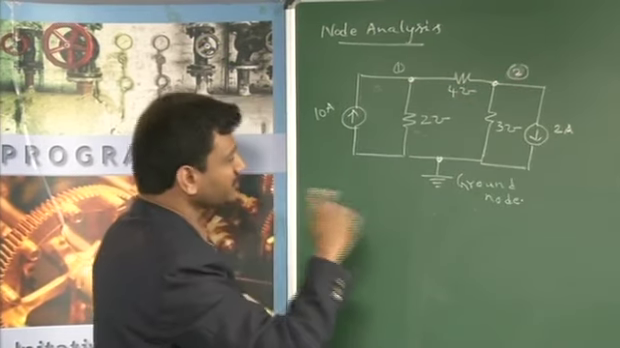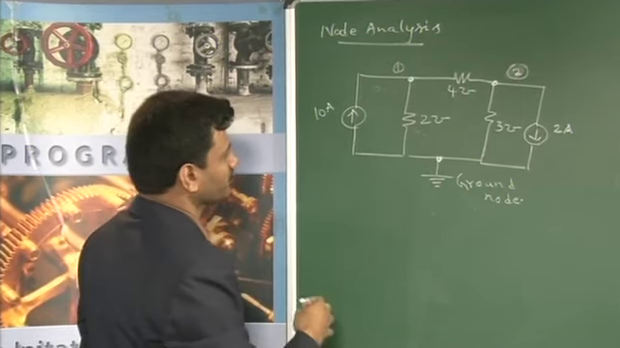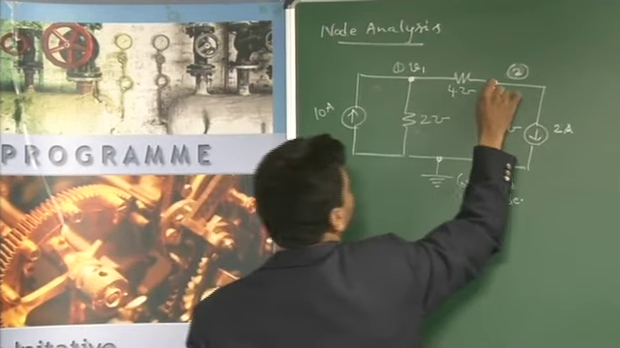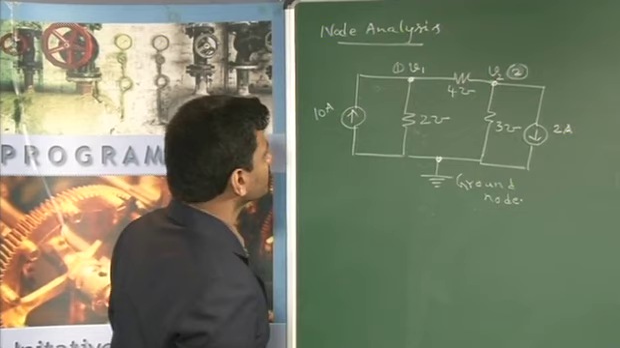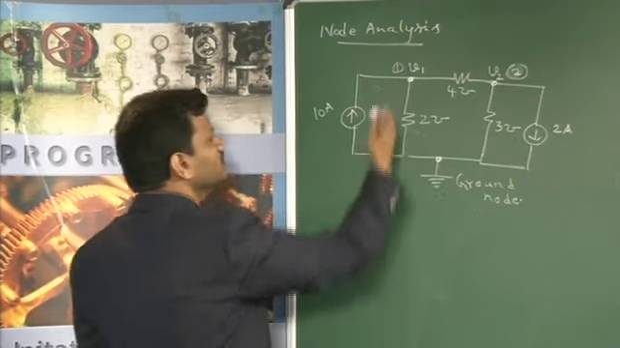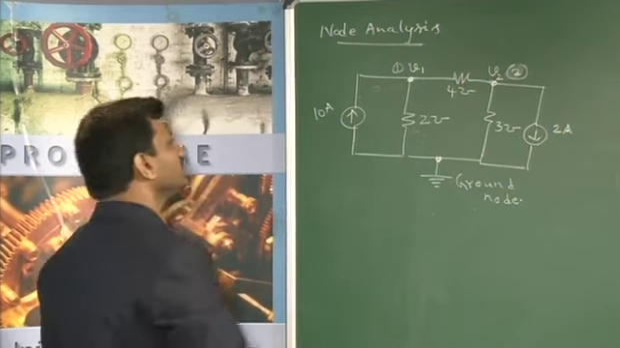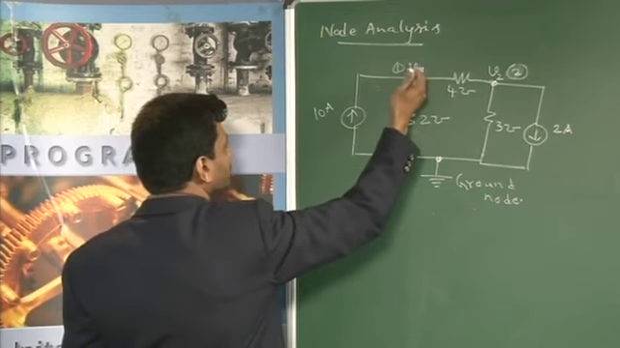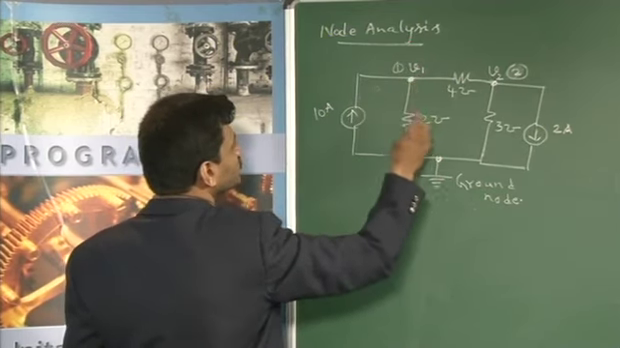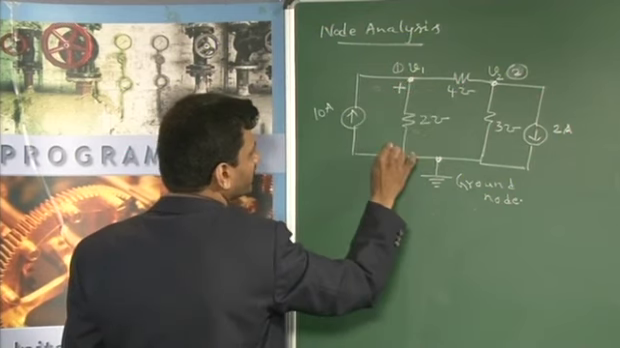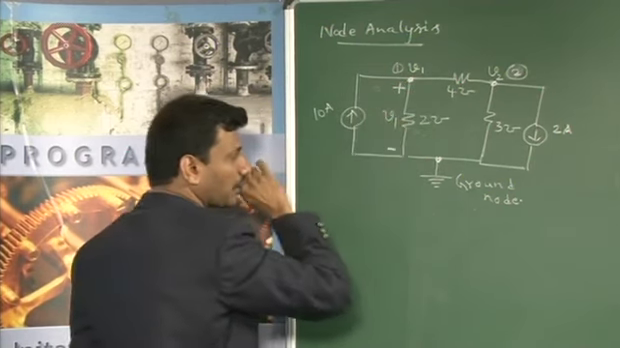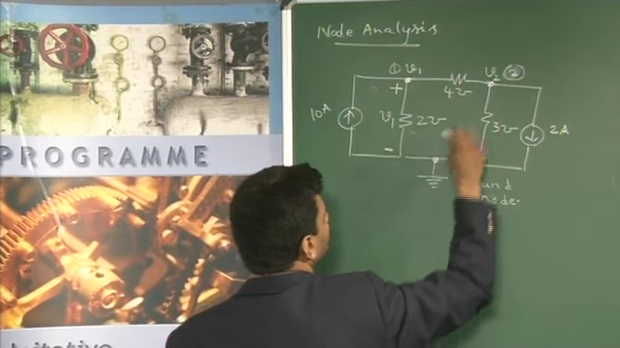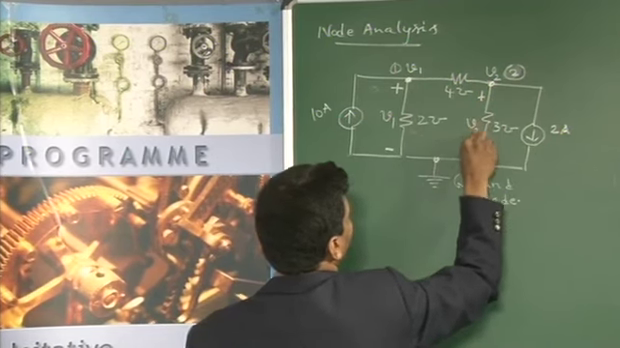And after identifying the other nodes, we consider a voltage at each of the nodes. Say the voltage here is V1, the voltage here is V2. Now, what is the voltage at node 1? It refers to the potential difference between node 1 and the ground, with ground as reference. Similarly, V2 is the potential difference between node 2 and the ground, with ground as reference.